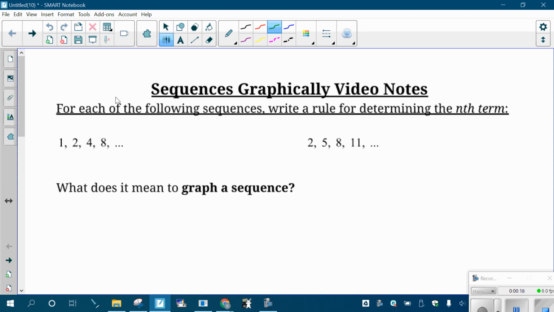First, just to get your brain working, can you take a look at both of these sequences? And can you write a rule for determining the nth term? As a reminder, you should be thinking, hey, is that sequence arithmetic or geometric? And then grabbing those formulas and writing the rule. Okay, so once you pause, take a couple minutes, try those two problems.